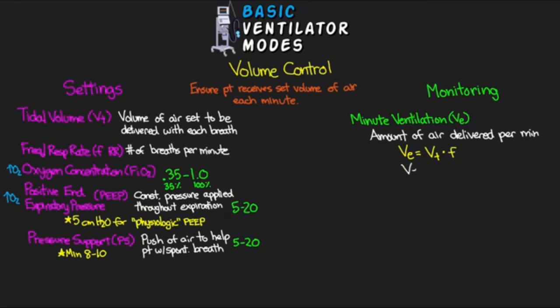The core concept here is if we have more minute ventilation, we're going to have more CO2 clearance. Hence, less minute ventilation, less CO2 clearance. And the goal for a patient's minute ventilation is going to be from 5 to 10 liters per minute.